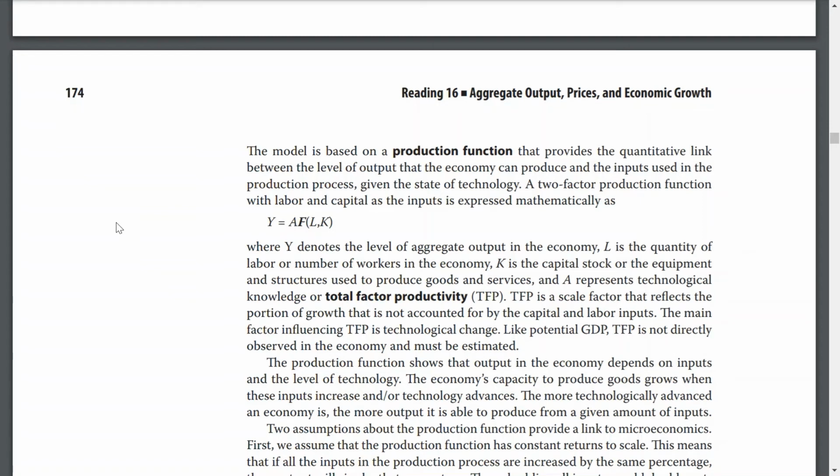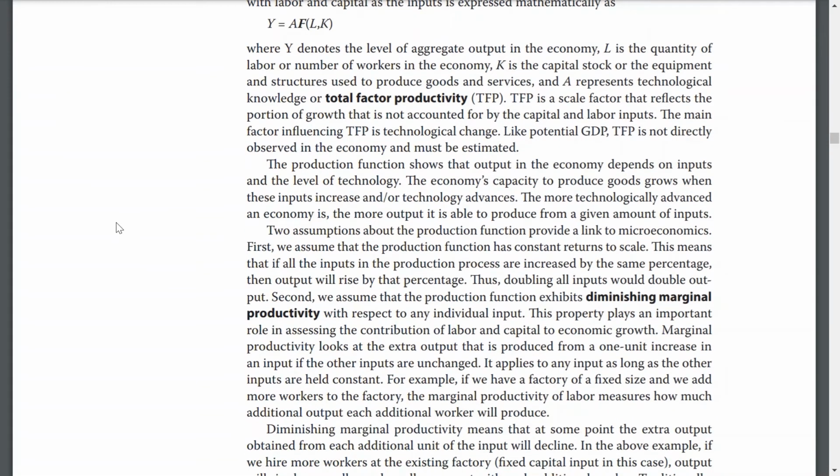The main factor influencing TFP is technological change. Like potential GDP, TFP is not directly observed in the economy and must be estimated. The production function shows that output in the economy depends on inputs and levels of technology. The economy's capacity to produce goods grows when these inputs increase and/or technology advances. The more technologically advanced the economy is, the more output it is able to produce for a given amount of input. Two assumptions about the production function provide a link to microeconomics.